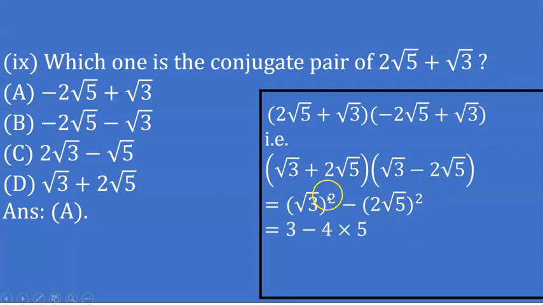(√3)² means what? 3. And (2√5)² means what? 2 square is 4, root 5 square is 5, that is 4 into 5, 20. That is 3 minus 20. You will get here -17, which is a rational number. And hence, the conjugate pair of 2√5 + √3 is -2√5 + √3.